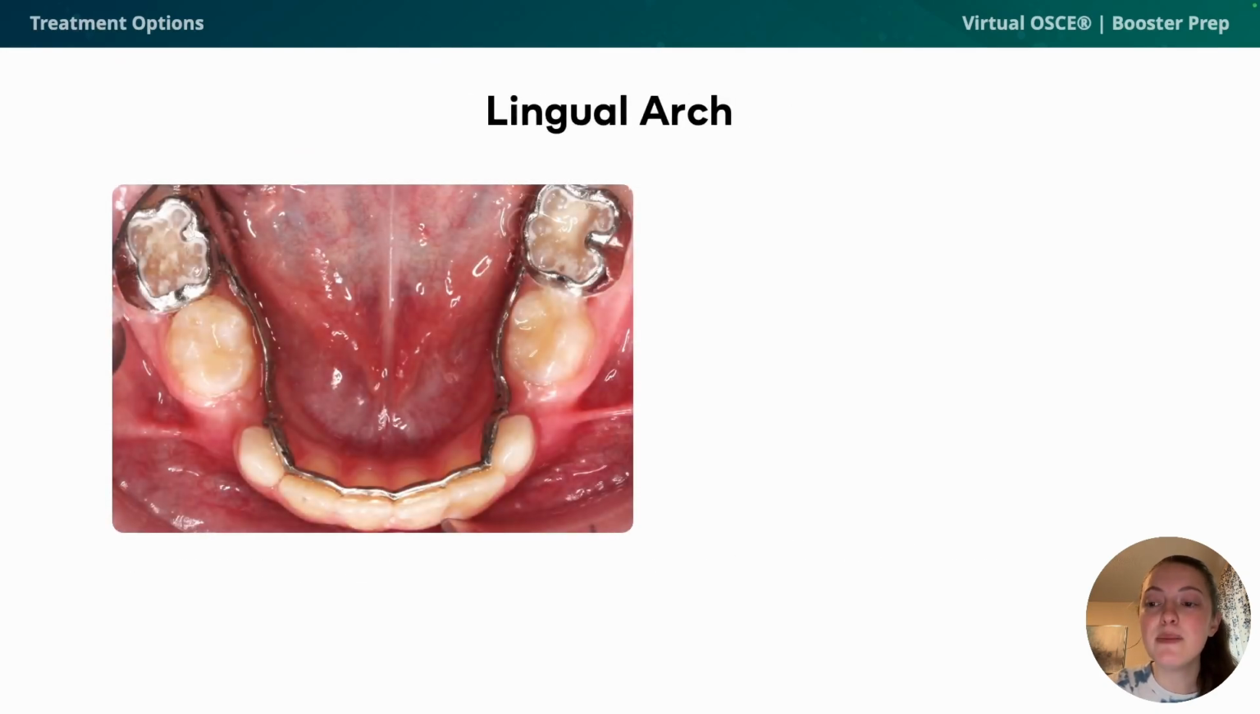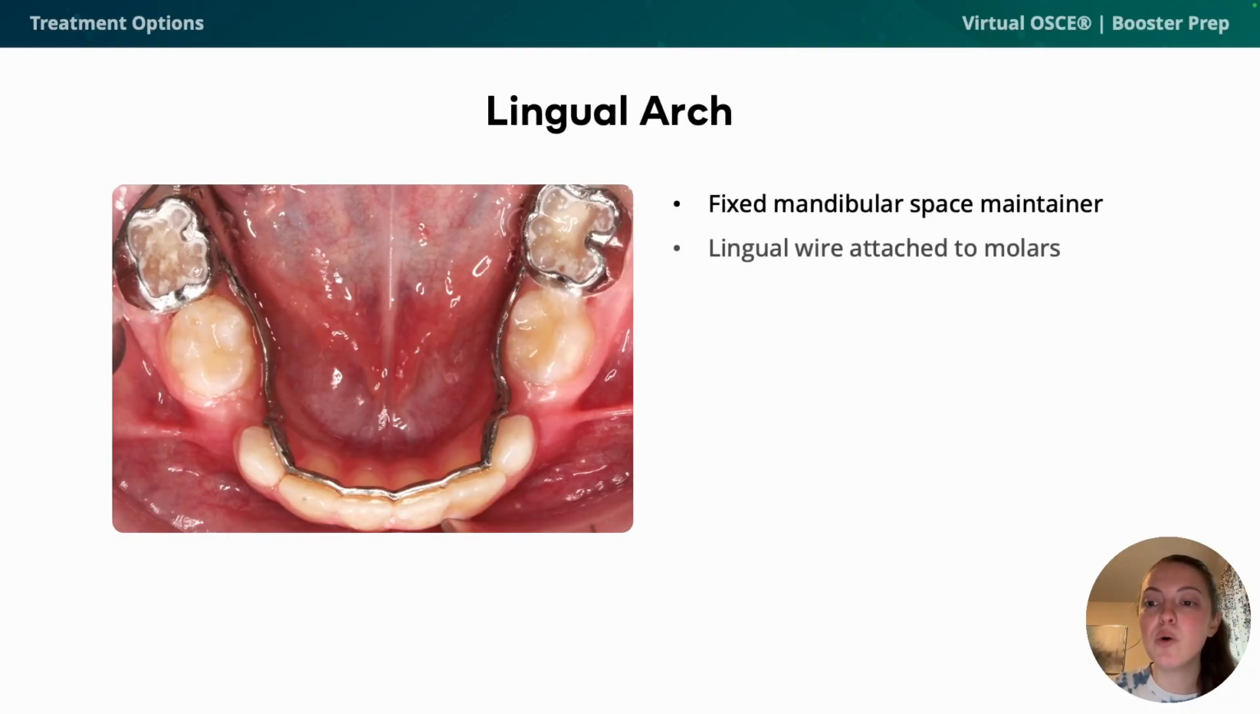And here you can see an image of a lingual arch, also known as a lower lingual holding arch. And I really want you to look at the pictures for each of these treatment options so that their names make sense to you as you can functionally see what purpose they serve. Now, a lingual arch is a fixed mandibular space maintainer, and it's structured as a lingual wire attached to the molars. In an image, you can see that it's bonded to the molars, and it runs along the lingual surfaces of the remaining teeth.